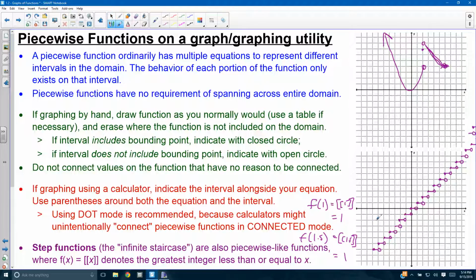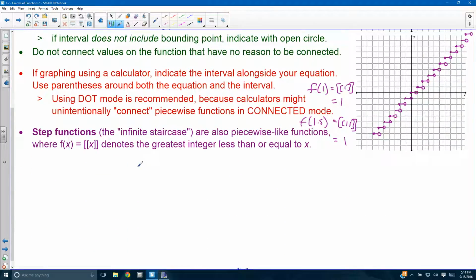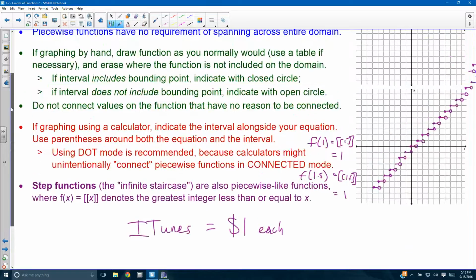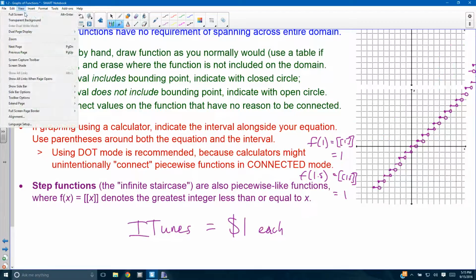And these have a real world application to them. And it's actually more common than you'd think. Now, this step function is very specific in that it was just x right here. Let's say that you wanted to buy some songs off iTunes. And every iTunes song, I know they're about 99 cents or $1.29. Let's just say that they're flat rate $1 each. Okay. Now, if they're $1 each, depending on the amount of money you have, this function helps you know how many tracks you can buy.